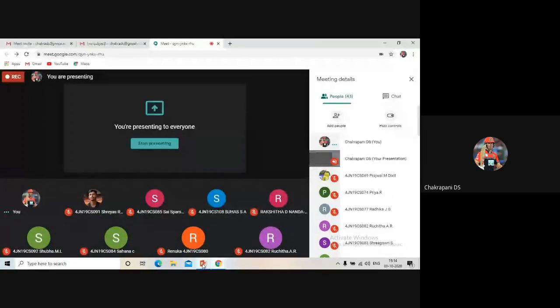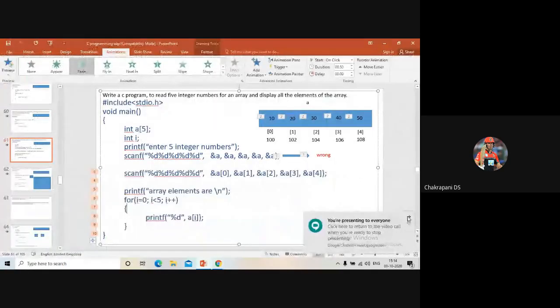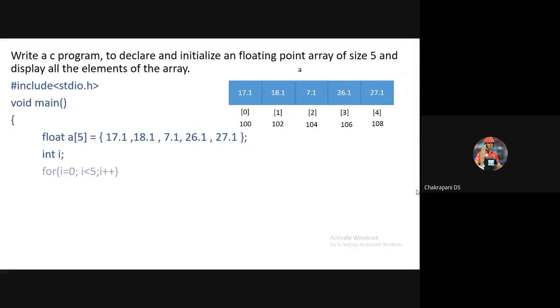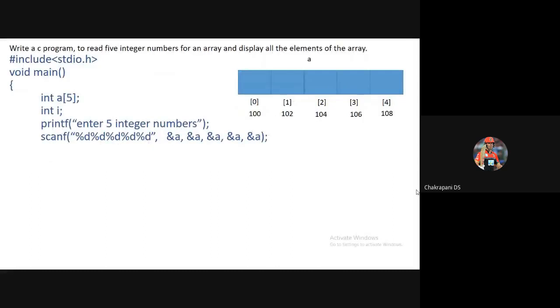Okay, let's start our discussion of arrays, which we were discussing in the previous class. We were discussing this program: write a C program to read 5 integer numbers for an array and display all the elements of an array. And we had already discussed this much.